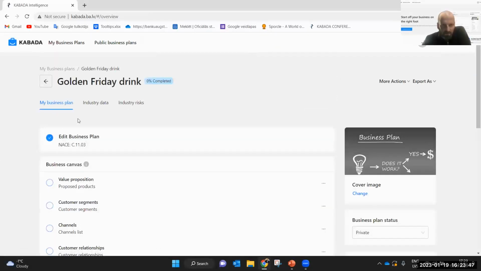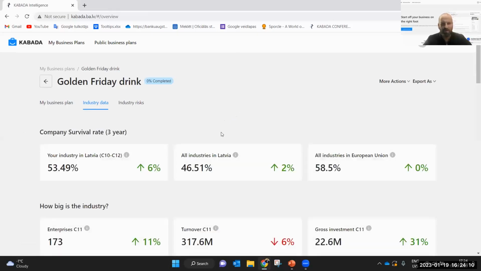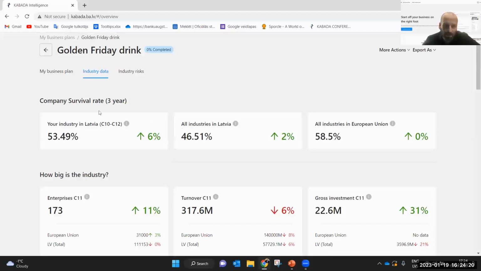So let's open. First of all, Yanis said industry data and industry risks. This is where you can get some information about the industry, how it works, looking at some statistics and also some risk analysis. Let's first go to industry data. Now the data are channeled from Eurostat. We can find a couple of interesting statistics here for the whole industry. We see the company survival rate for the first 3 years in the industry in Latvia, in all industries in Latvia, so we can make some comparative analysis, and for all industries in the European Union.